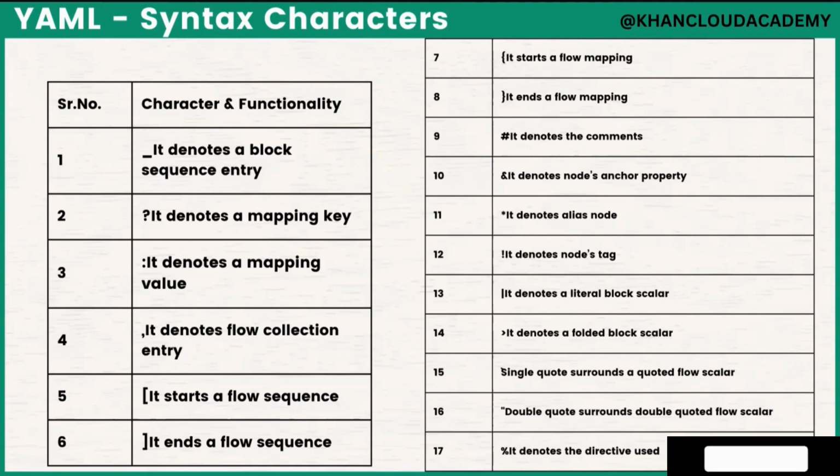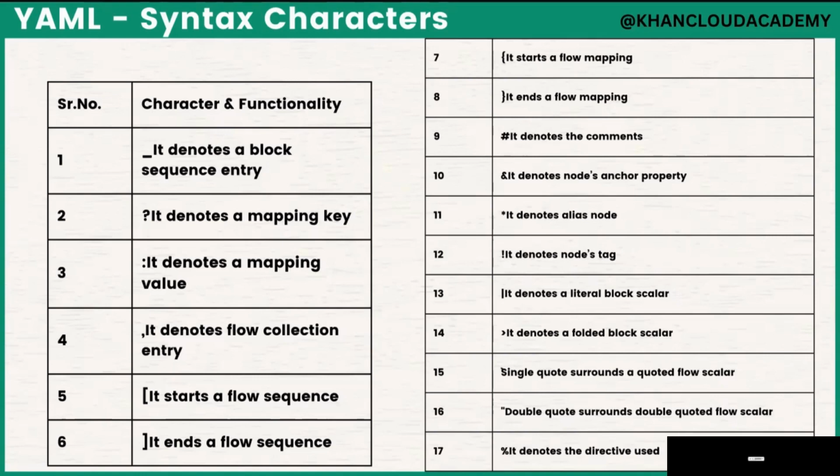Comma denotes a flow collection entry. Brackets start a flow sequence and end the flow sequence. Curly braces start a flow mapping and end the flow mapping. Hash denotes comments, and the ampersand denotes nodes on an anchor property.